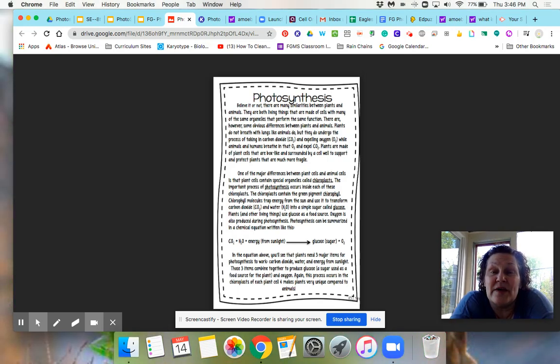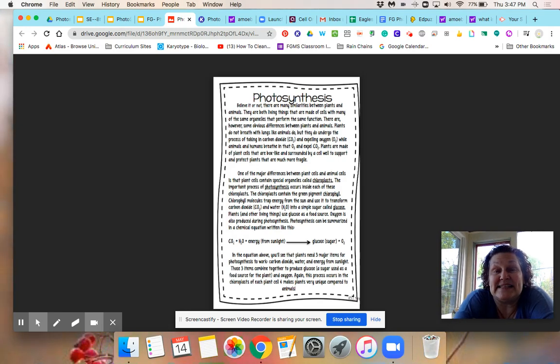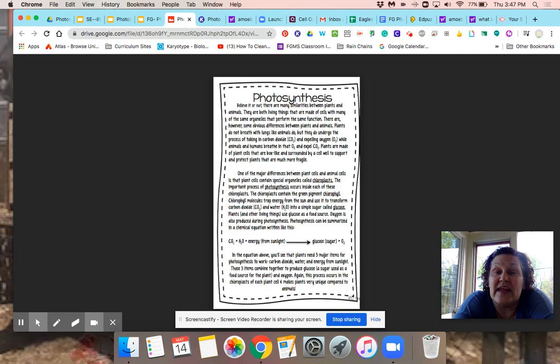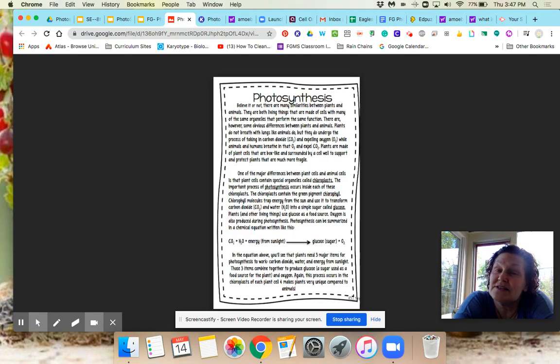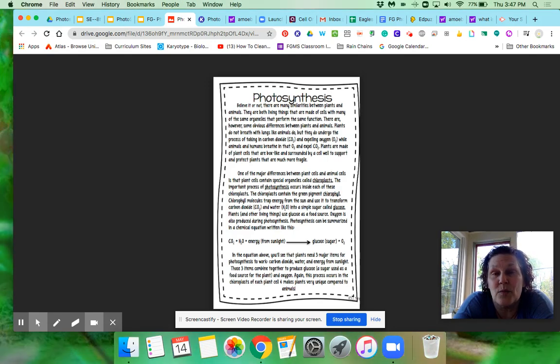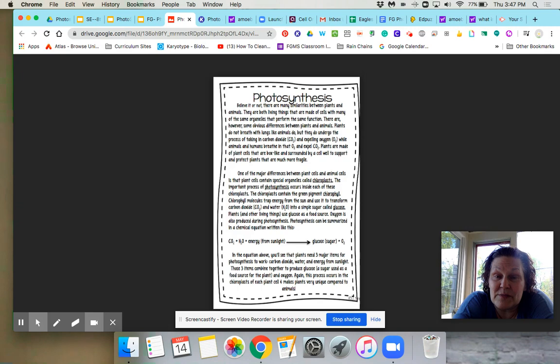So, believe it or not, there are many similarities between plants and animals. They are both living things and they are made of cells with many of the same organelles that perform the same functions, right? When we did our stuff last week, we realized that most of the organelles were in both cells. There were a couple that were different. Well, this is why they're different. There are, however, some obvious differences between plants and animals.